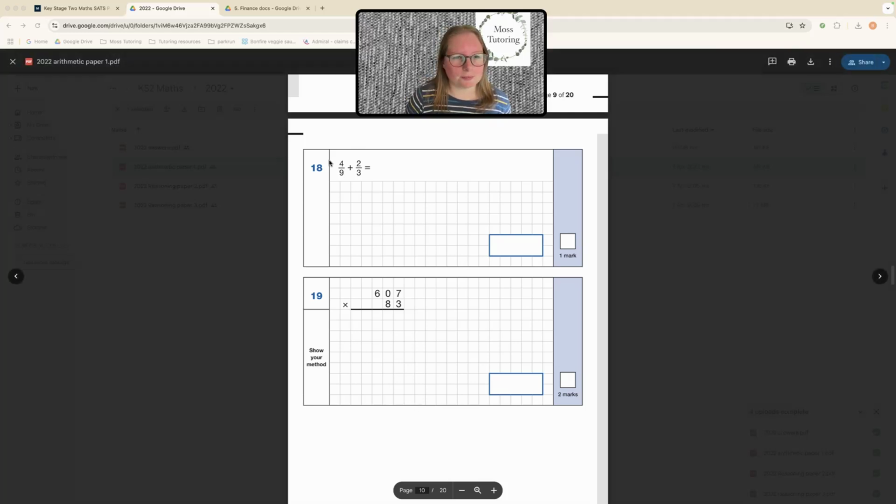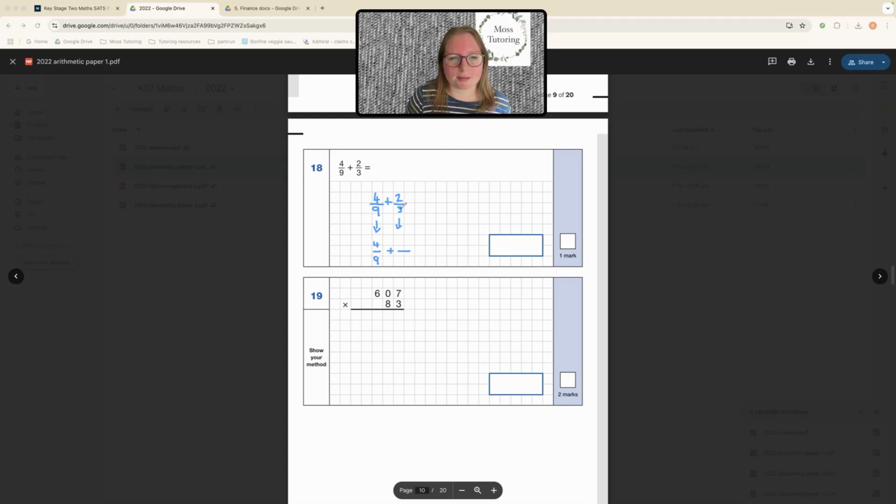So I'm going to make these have the same denominator. So I know that 3 goes into 9, and I know that 9 goes into 9 once. So I'll just keep the 4/9 the same. So I'll do 4/9 add 2/3. So what we're going to do is convert them both into ninths. Okay, well 4/9 has already been done for us because it just goes in once.